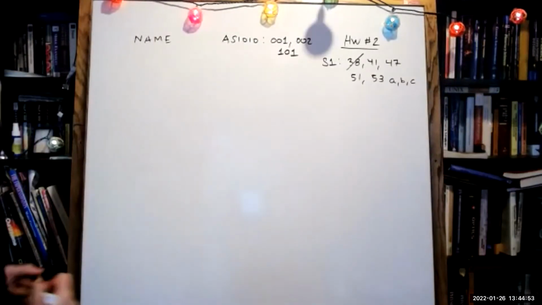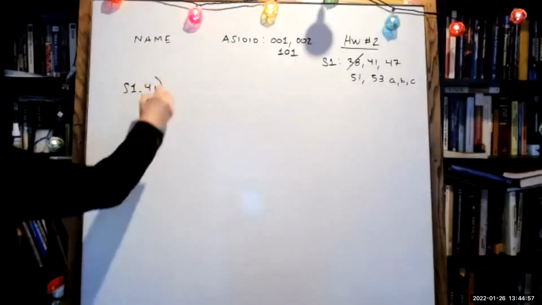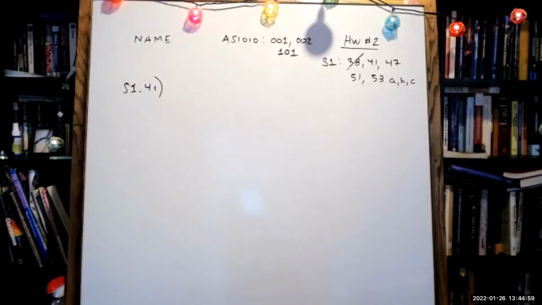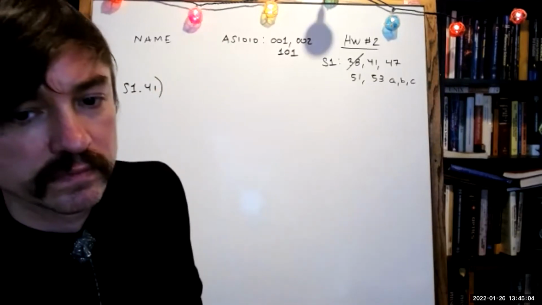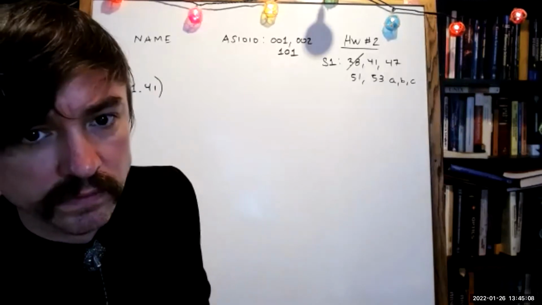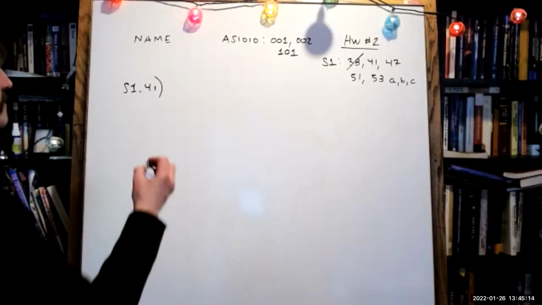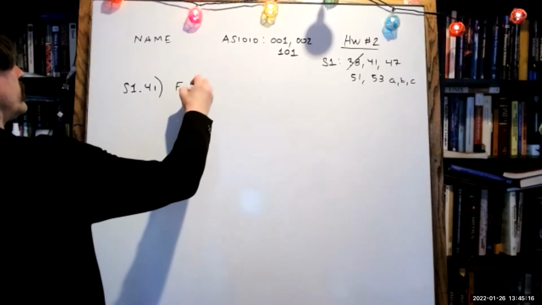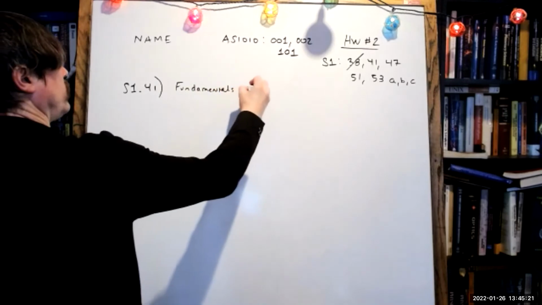William, chapter S141. Can you read that to me? Yes, just give me one second. Title: Fundamentals of your local sky. Answer each of the following for your latitude. What's our A, latitude?